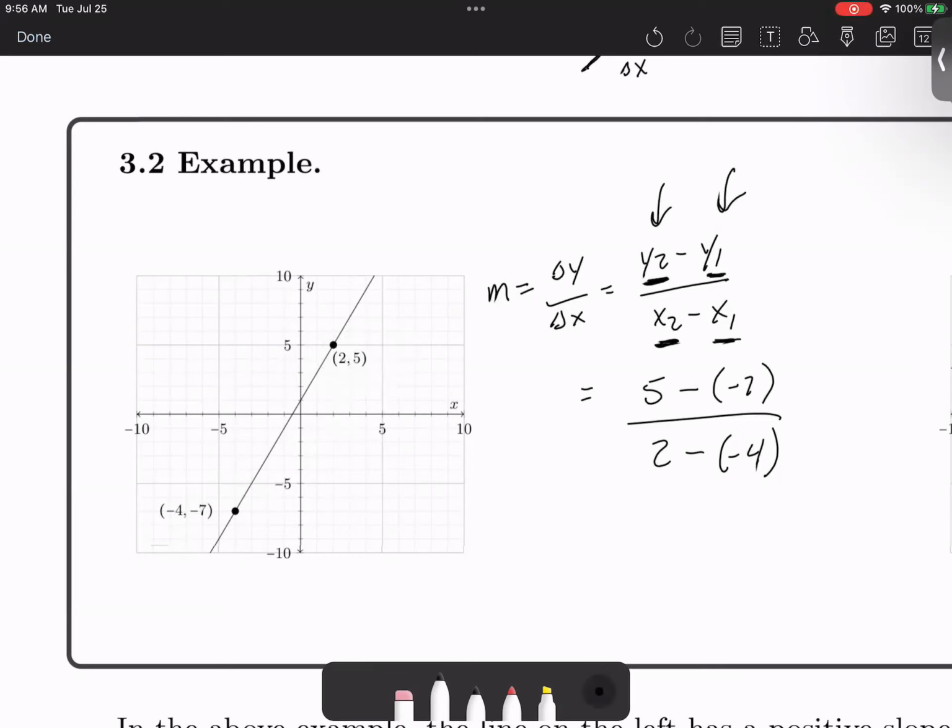Right, my change in my x's, I started at -4 and I move over to 2. So that's 2 minus a -4 or 2 plus 4. That gives me 6. All right, let's run through the algebra. 5 minus a -7 gives us a positive 12. 2 plus a 4 gives me a 6. That simplifies to 2. So we just told ourselves that the slope of this line is 2, meaning that for one movement in my x direction, I go up 2 movements in my y direction.